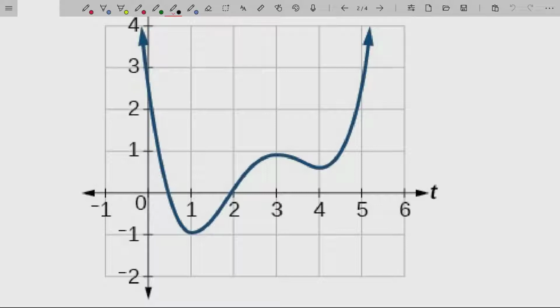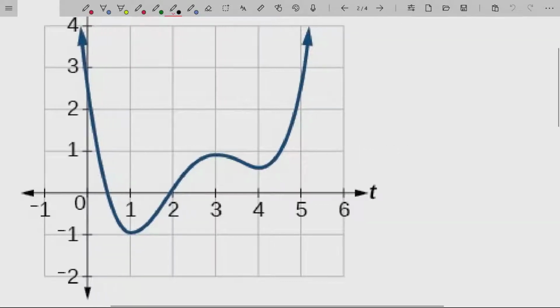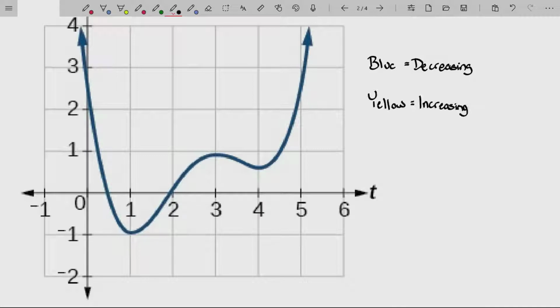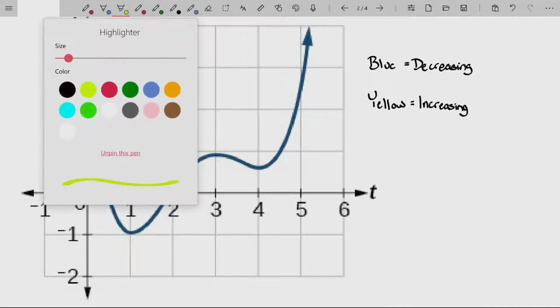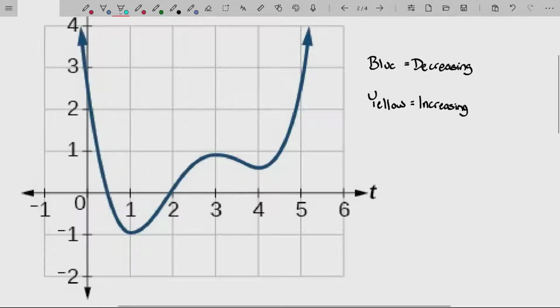So let's go ahead and use highlighter colors here. I'm going to use blue to showcase the y values where the curve is decreasing, and I'll use yellow to showcase when it's increasing. Just as a heads up, just highlighting stuff on a piece of paper is not what your professor wants. Your professor wants something a little more rigorous than you just drawing a picture. But I'm just doing this so that I can showcase the intervals of decrease.